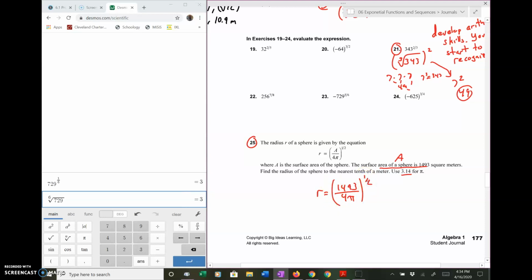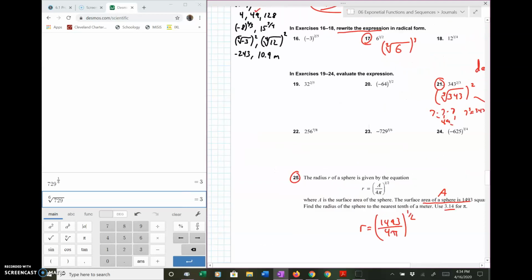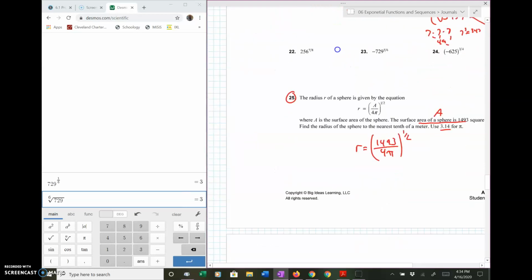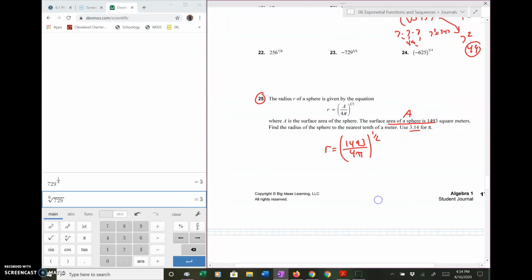You can put that straight into your calculator over here. You do have the answer over here. It's 10.9, I believe, because that's got the meters on it, and we're looking at the meters here. That's what you want to get. Some of you on calculators, remember, you may have to do 1493 divided by parentheses 4 times pi in parentheses. You may have to put another parentheses, I'm showing a bracket here, and then do 1/2. Or you could just do that all under a square root. Mess around with it. Make sure you can get it.